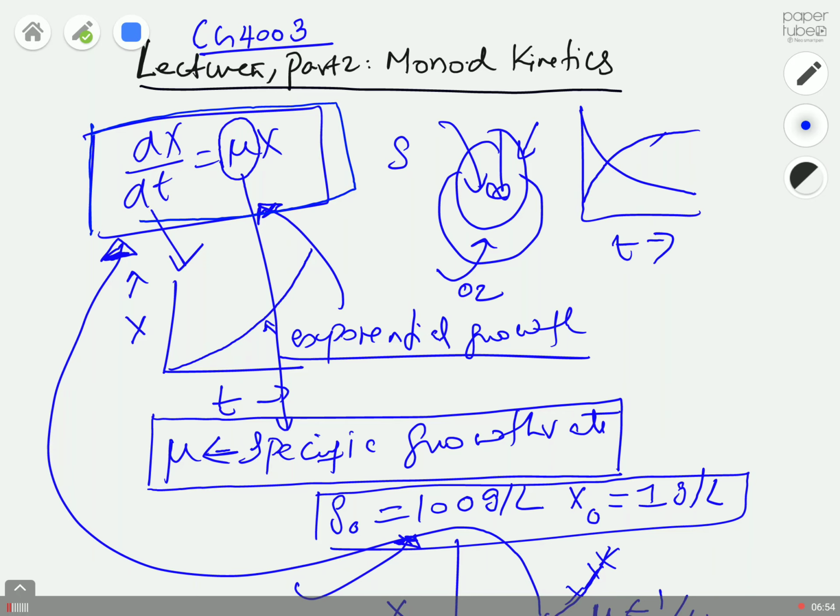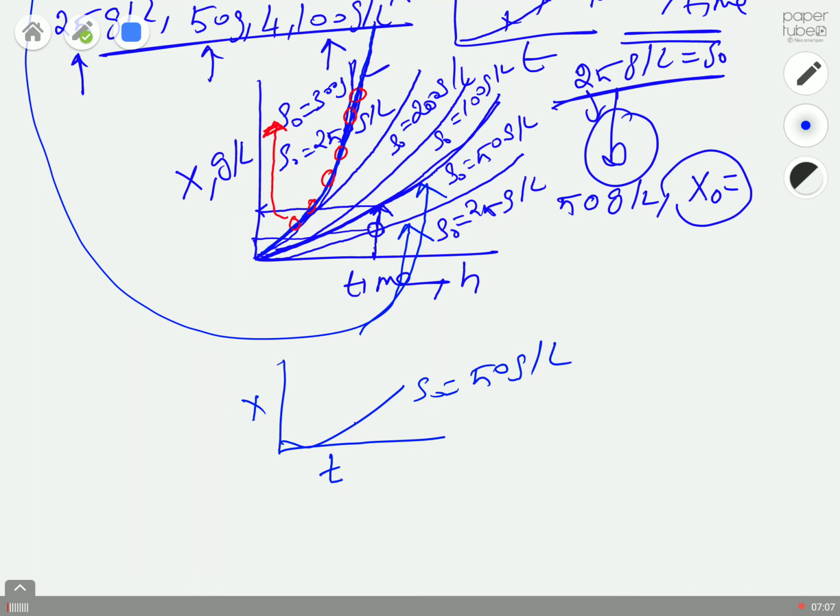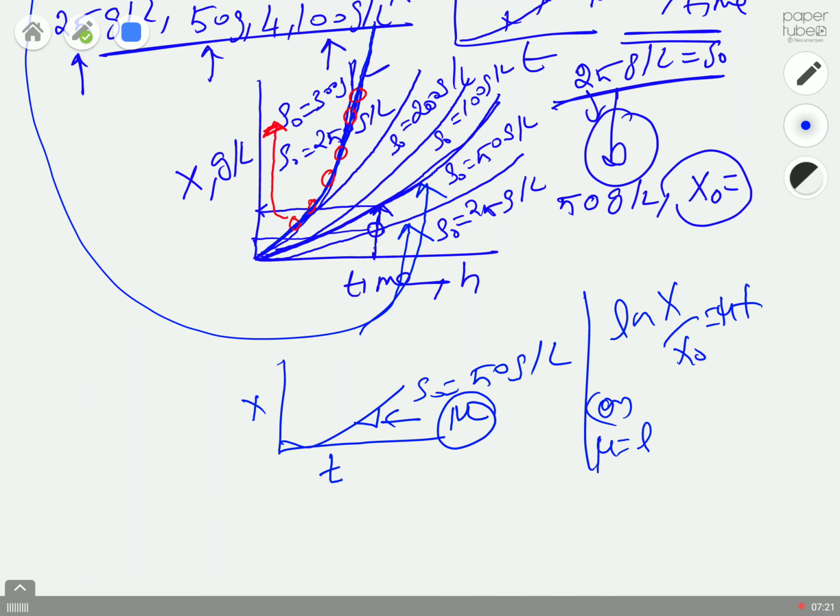So you can apply the same law for each of these experiments here. Imagine you take x versus t, S0 is equal to 50 grams per liter, and from here you can calculate your specific growth rate, mu value, using that simple expression I showed you before, mu t, or you can use the Monod expression, ln of x2 minus ln of x1 by t2 minus t1.